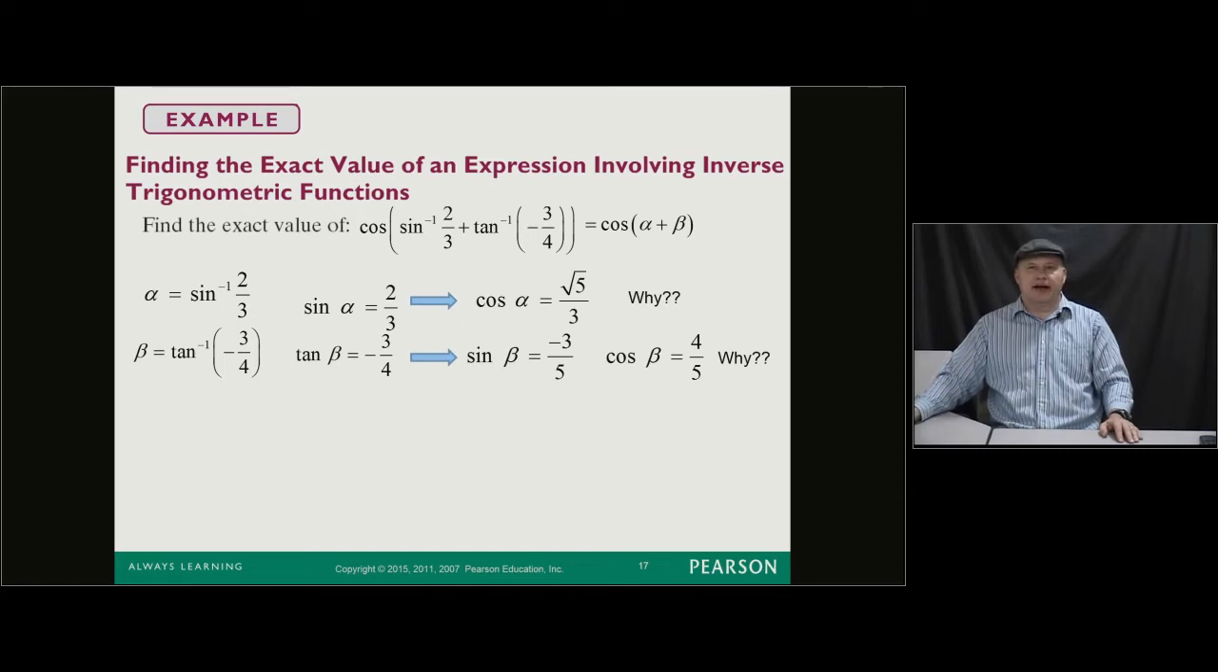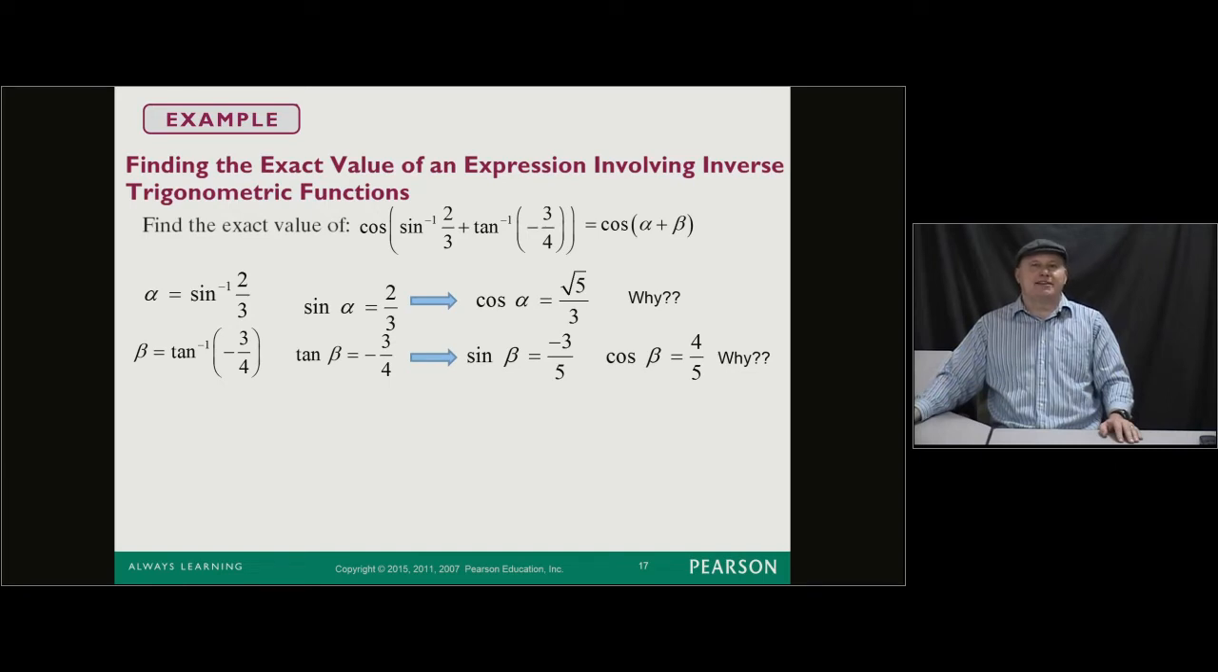And you're like, well, how do you know that? Well, you could figure out the secant of beta first by using the 1 plus tangent squared equals secant squared to find the secant. Then that finds your cosine. And then once you find your cosine, you can find your sine by the Pythagorean identity.